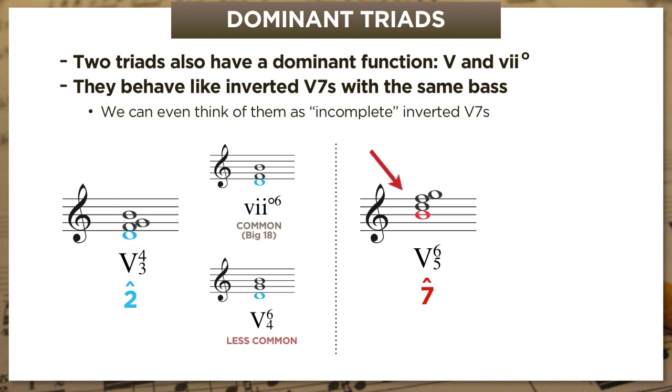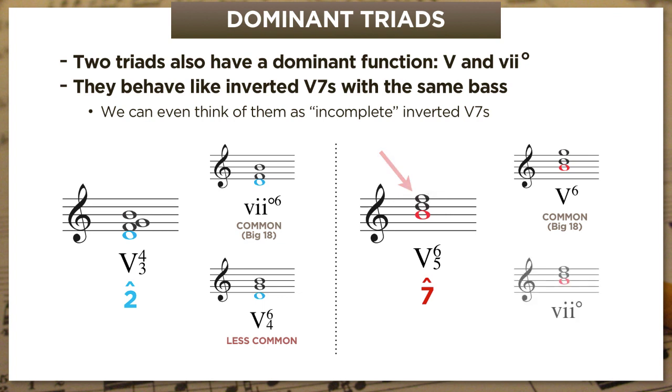So let's go over to 5-6-5 now. If we were to leave out the chordal 7th of 5-6-5, we get 5-6, which is another very common big 18 chord. And it's a chord that behaves just like 5-6-5. It's got the leading tone in the bass, so when it goes to tonic, it'll go to a root position tonic. Now, by contrast, if we leave out the root of 5-6-5, we get a diminished triad.